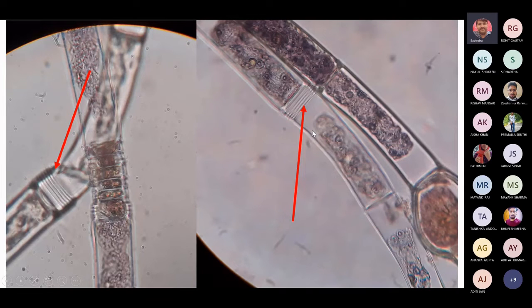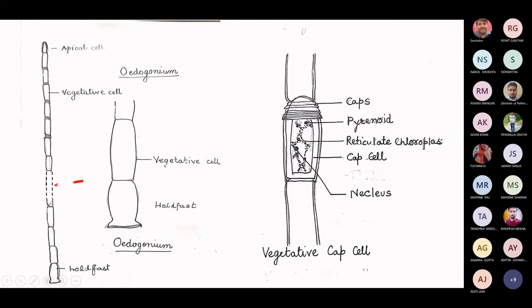Suppose you want to draw it, but how will you draw it? There is no need to draw all these dotted structures, because we are focusing only on these cap cells. Okay, if you want to show the vegetative cell as well along with the cap cell, then you have to make the internal structure of the cell as well, which we will discuss later on. Okay, so till now we have discussed what the morphology is, and what the three different kinds of cells are.